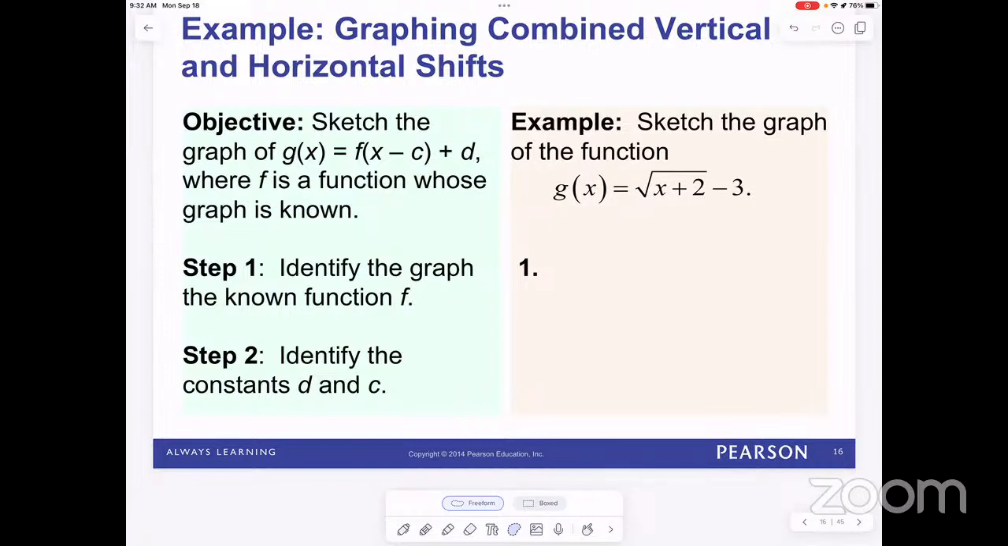So for this graph, we're going to implement some of those 4 transformations that we just introduced. We're going to implement them here. So first, let's identify our basic function. I'll just call it f of x. Our basic function. Can't write today.